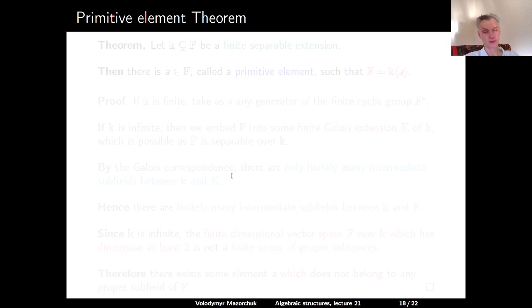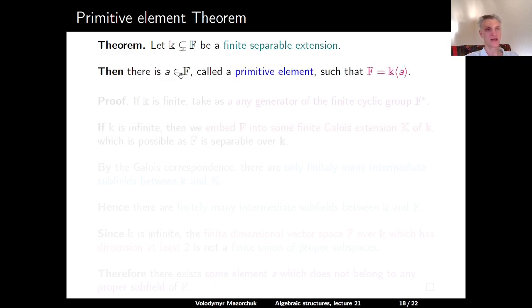Now, in order to prove our proposition, we would need the following fact, which is called the primitive element theorem. Theorem: let K inside F be a non-trivial finite separable extension. Then there is an element a in F, which is usually called a primitive element, such that F is obtained from K by adjoining this element a. Proof. If our field K is finite, we can take as a any generator of the finite cyclic group, which is the multiplicative group of F.